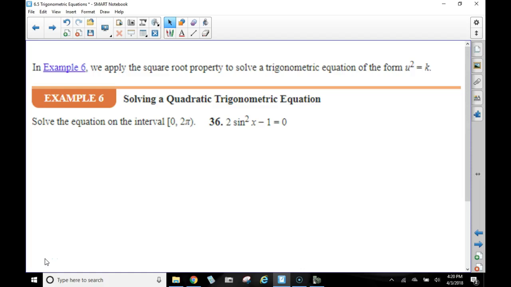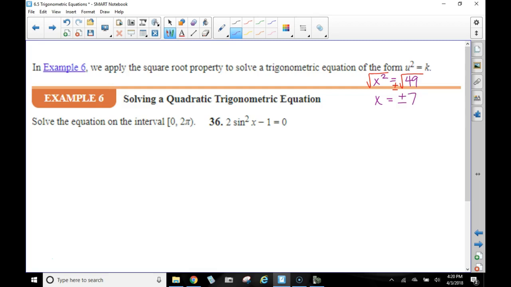So in example 6, it says we're going to use the square root property to solve a trig equation of the form u squared equals k. Like, for example, back in college algebra, if you were solving an equation that said x squared equals some constant, you could solve for x by taking the square root of both sides and not forgetting the plus or minus symbol. So you would have x is equal to both positive and negative square root of 49, which is 7.